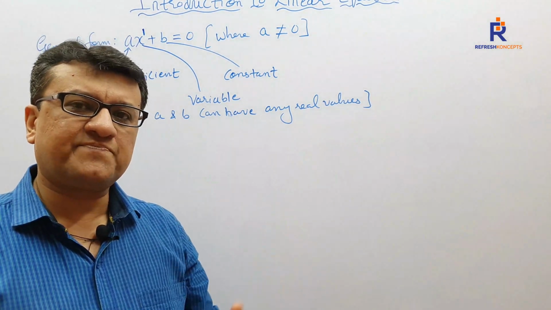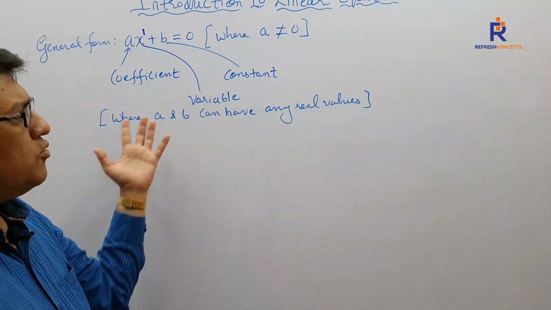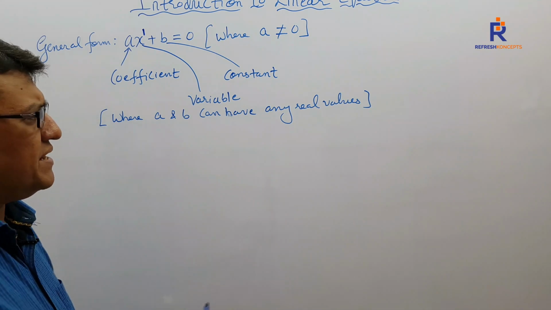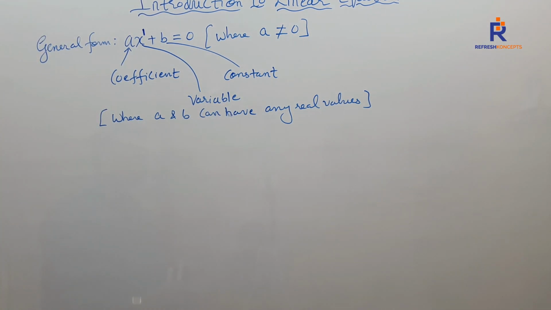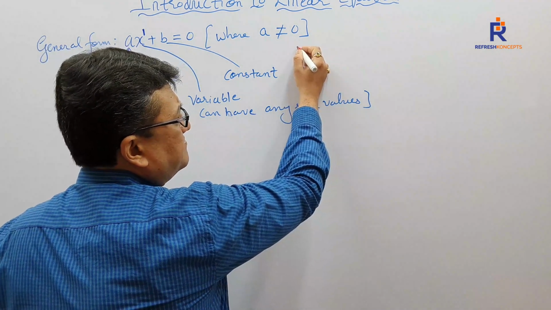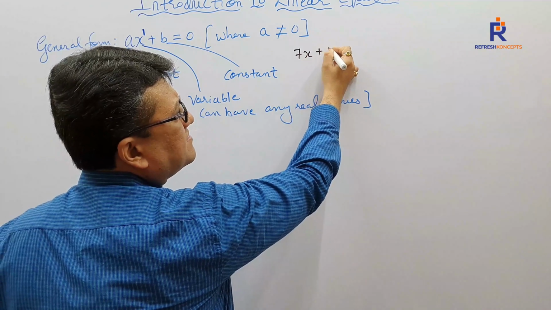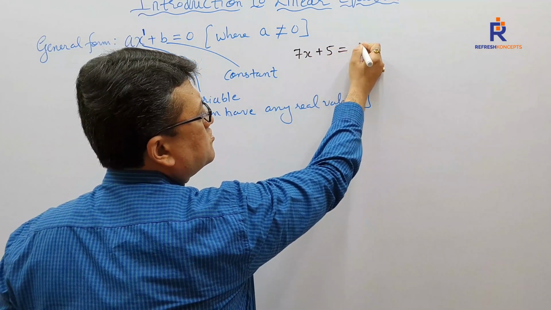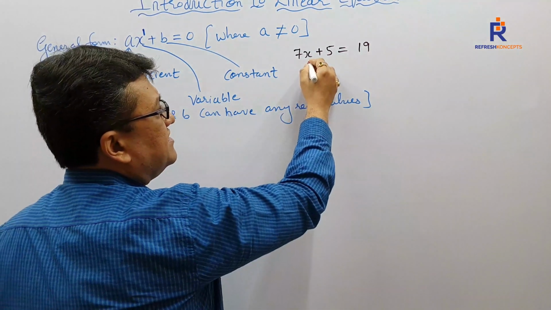So we can have ax plus b equals to c also as a general form of linear equation. What could be the example of the same? I'll just give you an example over here. Say for example, 7x plus 5 equals to 19.